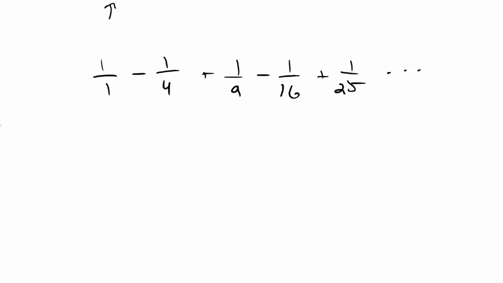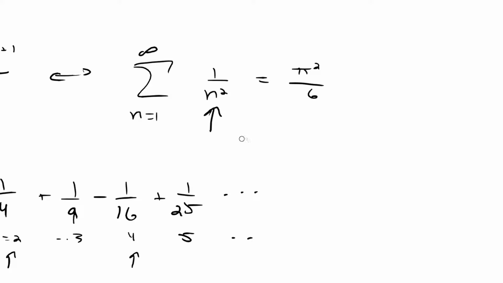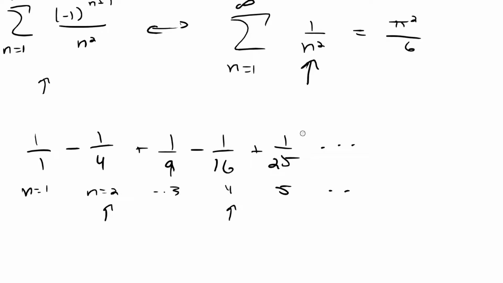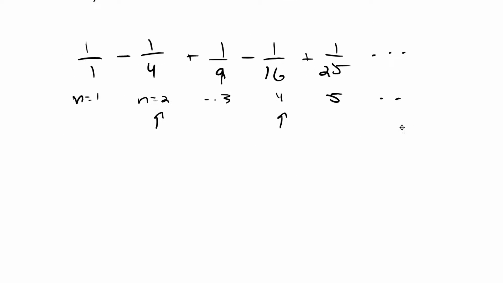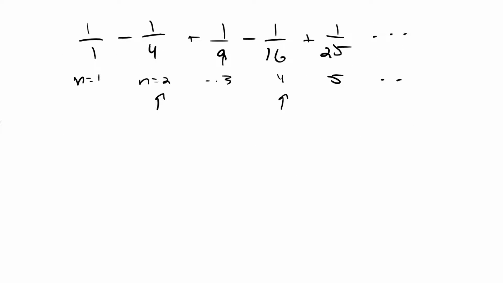And so we can realize that these terms are negative for even n. Here, this is n equals 1, n equals 2, etc., 3, 4, 5. You get the idea. Here n is 2, and it's negative. Here n is 4, and it's negative. So it's negative for even n. And what we can do is write this as a difference between two series: the series we've already seen, and some other series which only includes even n.